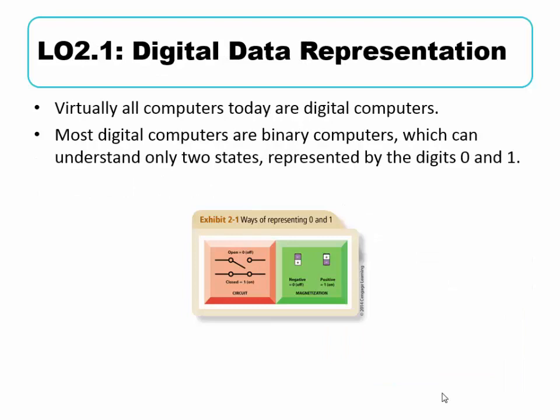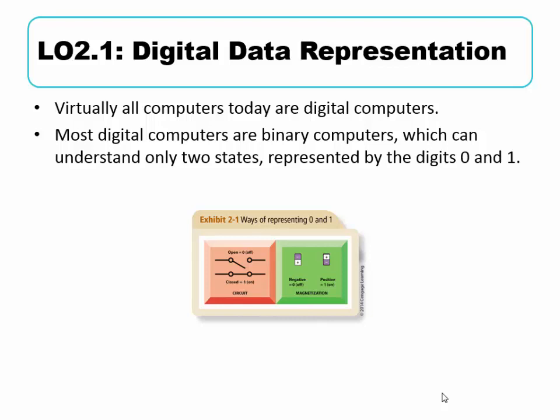So virtually all computers today are digital. Most digital computers are binary computers, which means they understand only two states represented by ones and zeros, and usually thought of as on and off. Consequently, all data processed by a binary computer must be in binary form.